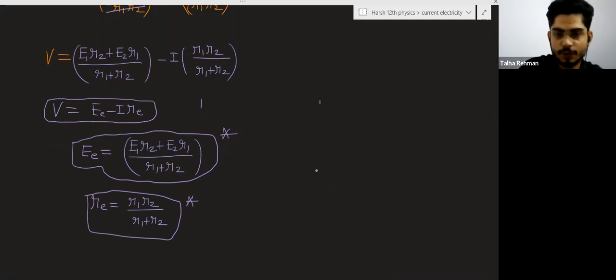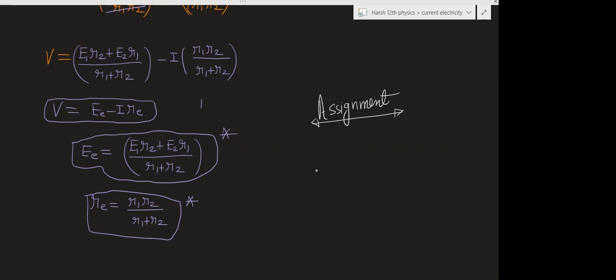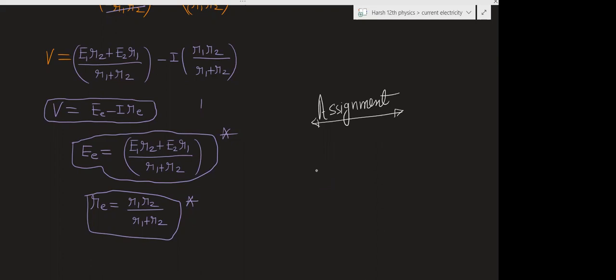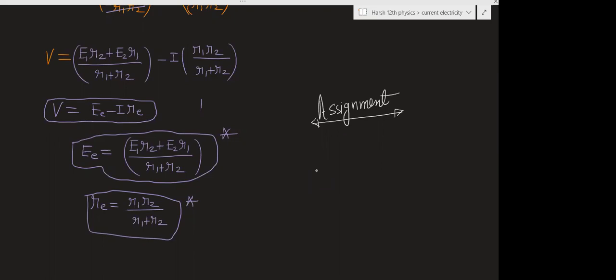So for the assignment, you should go to the portal and at least download the questions. When you come to the class, I will solve those questions, and at that time you will only note down the answers. You can manage which question has which answer. Okay, done.